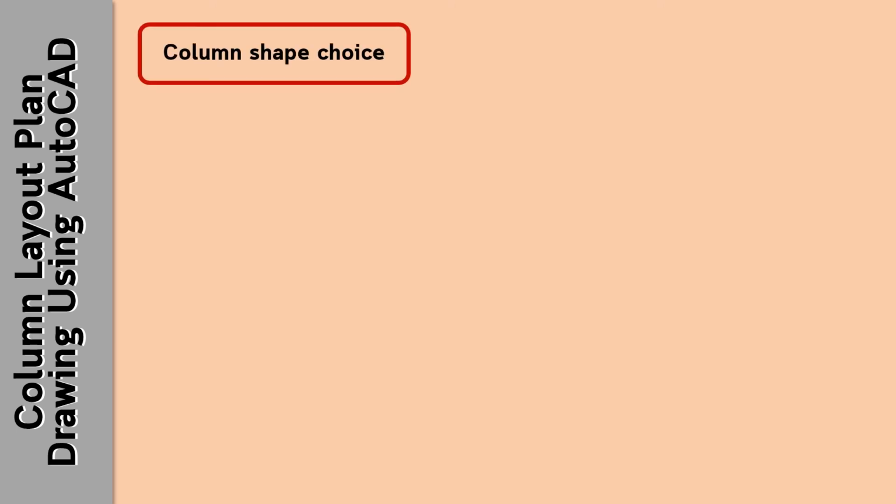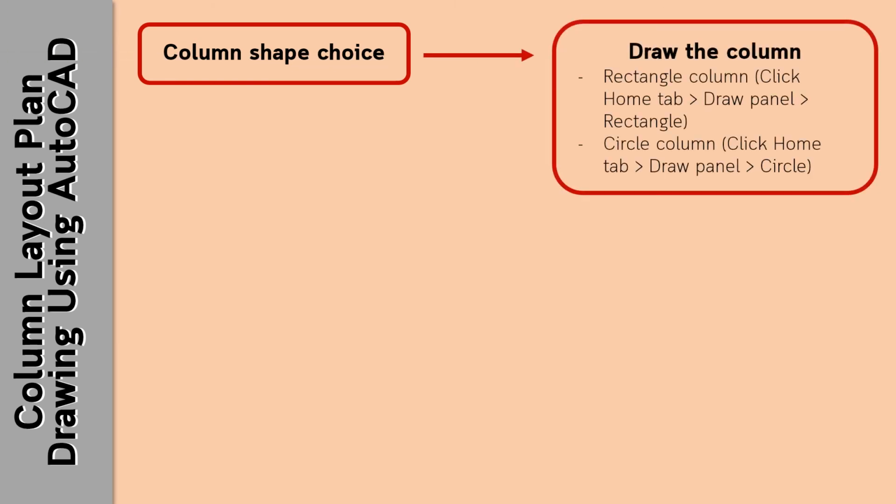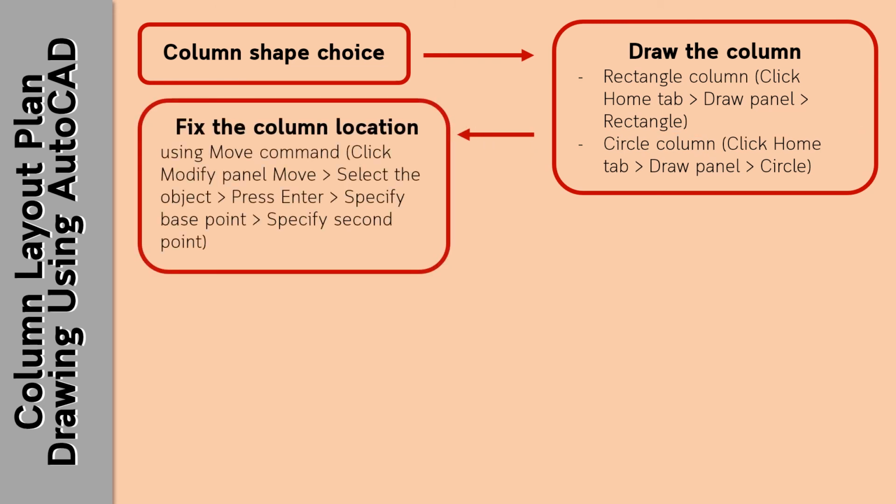And the last topic is how to draw the column layout plan using AutoCAD. Firstly, you need to choose the shape of the column. Then draw the column using the Draw panel and choose the shape of column you want. Thirdly, fix the column location using the Move command. The column should be located at or near the corners of the building and at the intersection of beams and walls. And the position of columns should reduce the bending moments in beams.